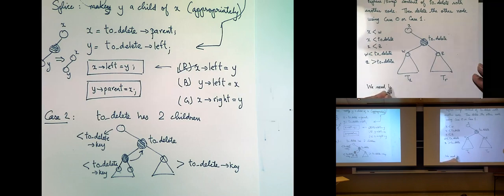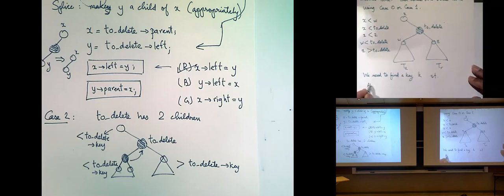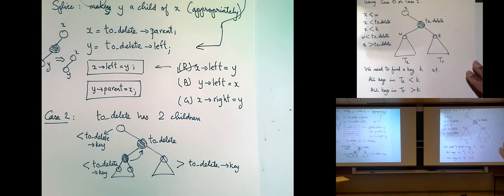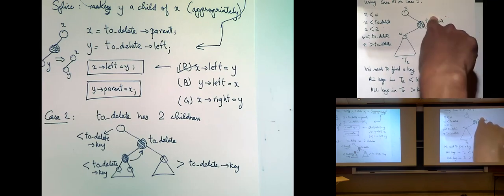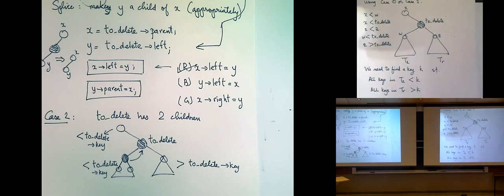We need to find a key, which I'll refer to as K, such that all keys in TL are smaller than K, and all keys in TR are greater than K. Does this make sense? If I can find such a key K, then I can move that K to 2delete, and it wouldn't break anything.